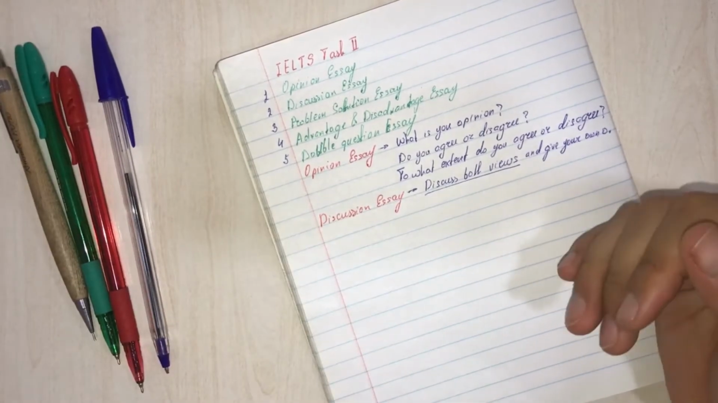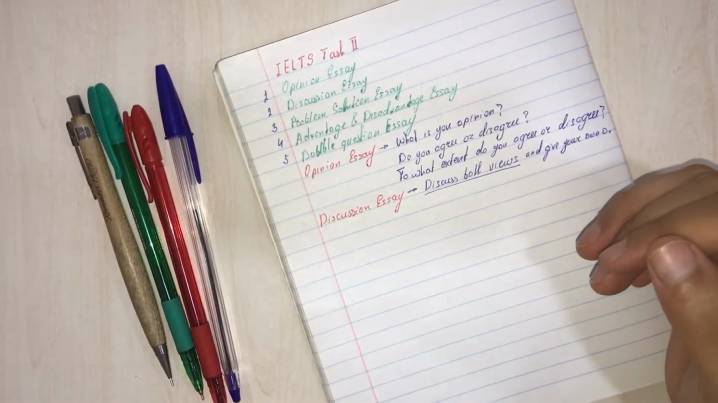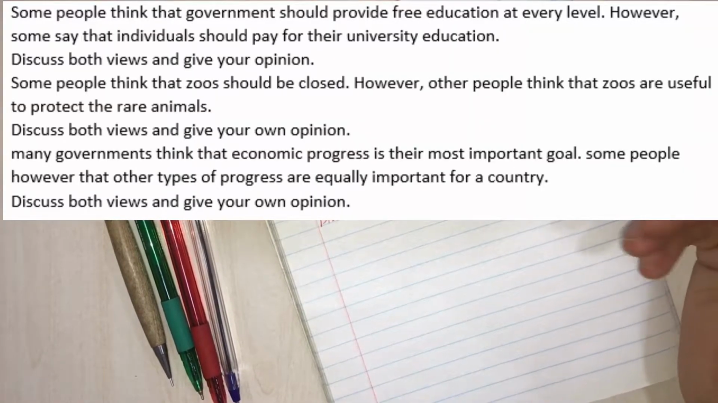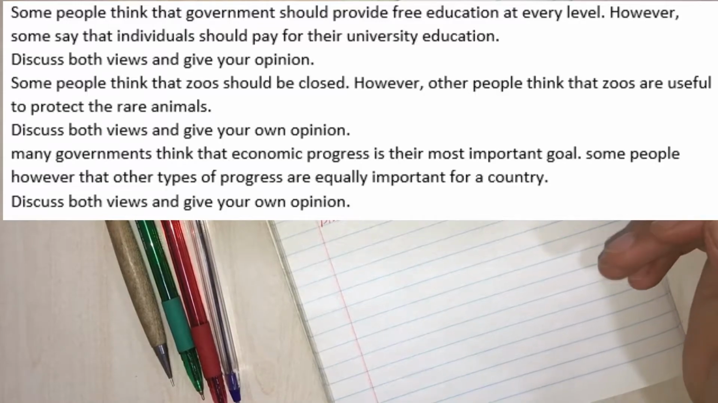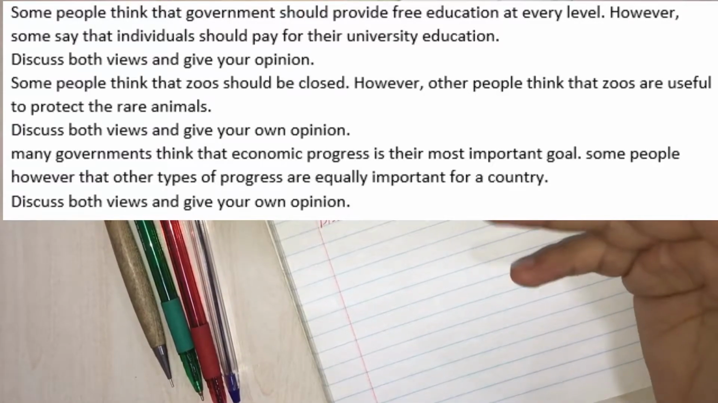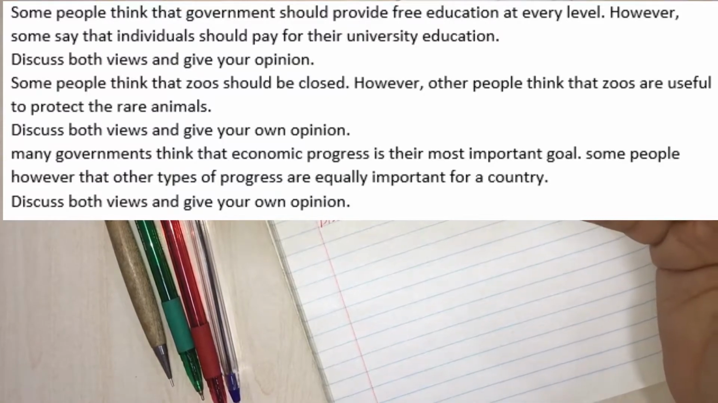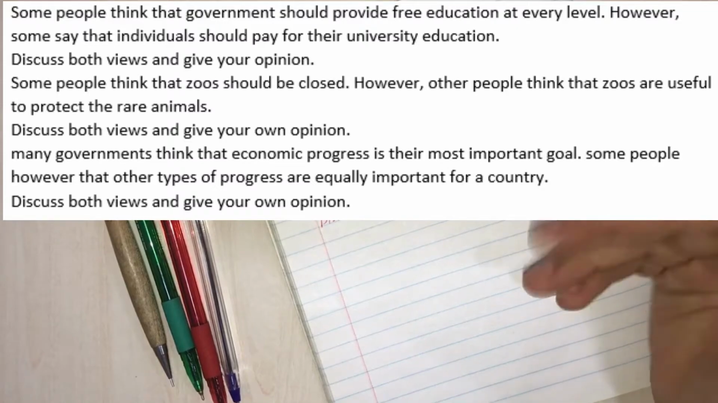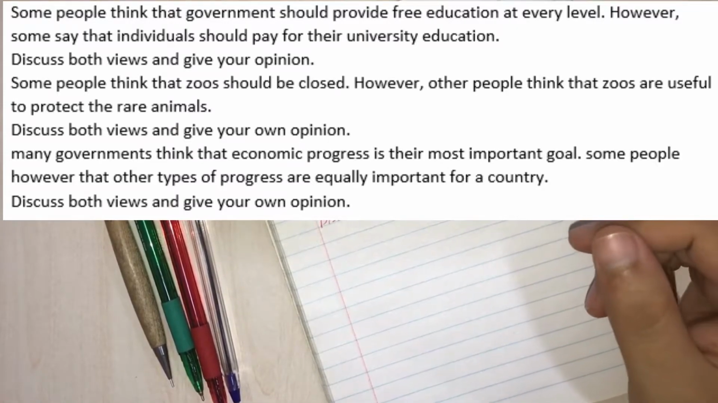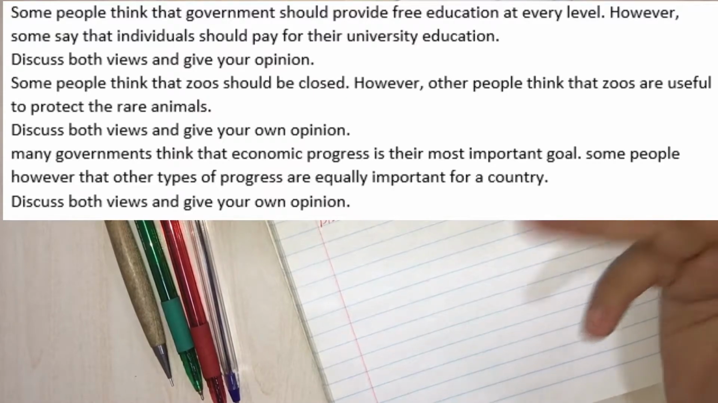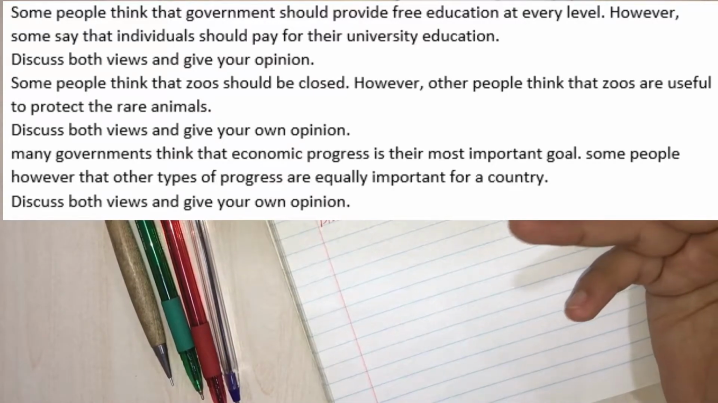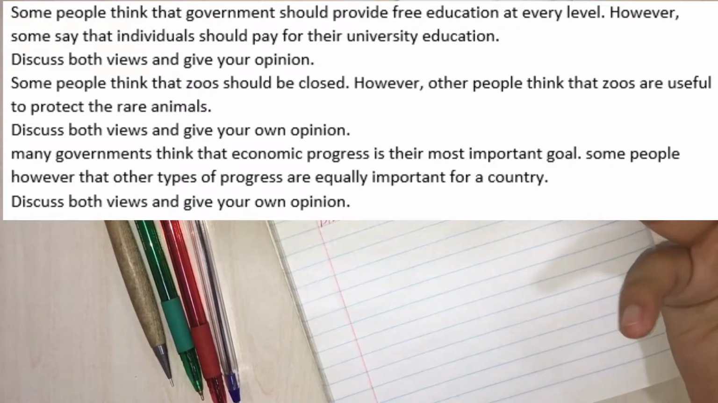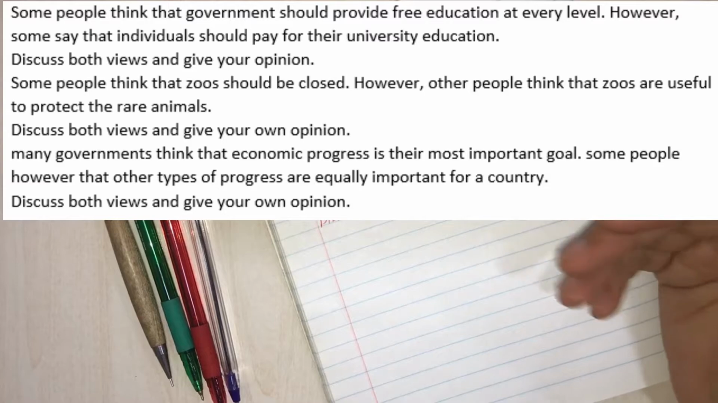So I'm going to read some samples related to these questions as well. Some people think that the government should provide free education at every level. However, some say that the individual should pay for their university education. Discuss both views and give your own opinion. As you can see, there's a sample. And some people think that zoos should be closed. However, other people think that zoos are useful to protect rare animals. Discuss both views and give your own opinion. We have to discuss both sides here.